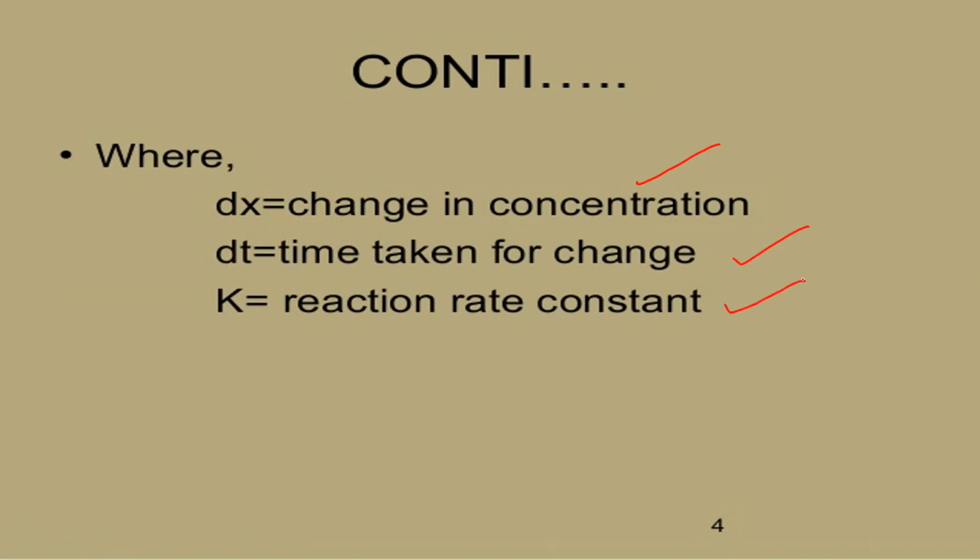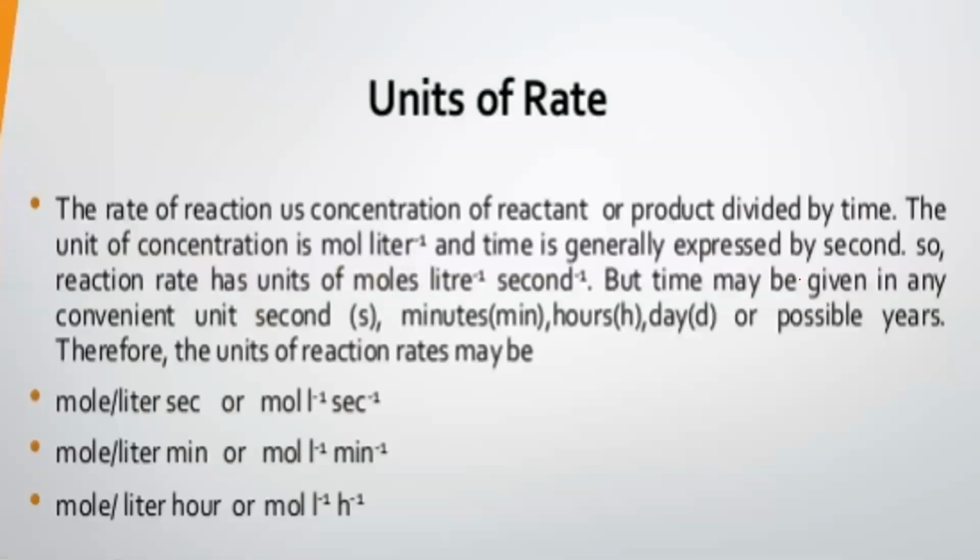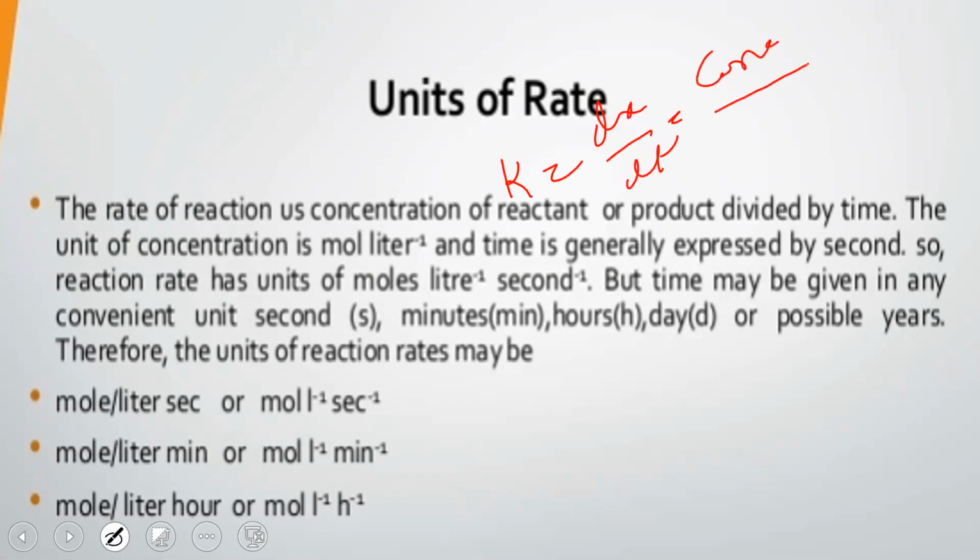K means the reaction rate. So what are the units for the rate? Yes, if you observe the formula, K is equal to dx by dt. That dx here is a concentration, and dt is time. Is it clear? Dt means time. So what are the units for concentration by time? The units for concentration are moles per liter.